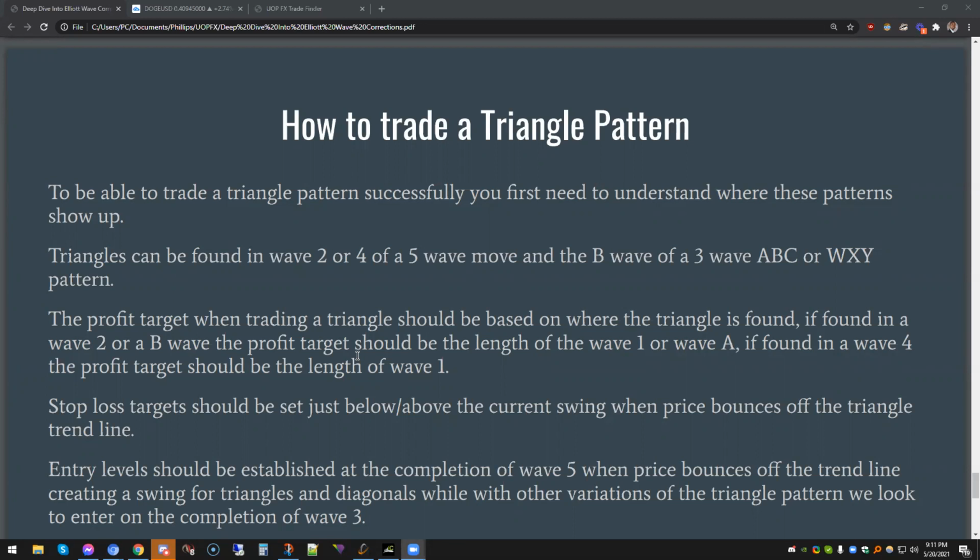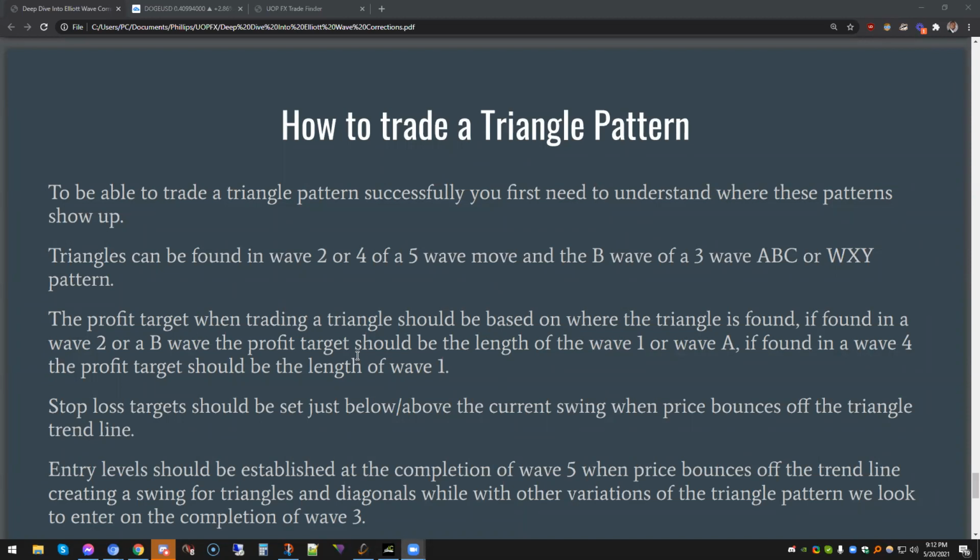So as you guys may already understand, I've made mention of the Elliott wave theory many times. I've showed you guys the 5-wave move. A triangle can be in the wave 2 or the wave 4 of a 5-wave impulse. Even in a corrective wave, you could find it in a wave 2 or a wave 4. Now, you can also find triangles in the B wave of a 3-wave pattern formation. So you can find the triangle in an ABC move. You can find a triangle in a WXY move.